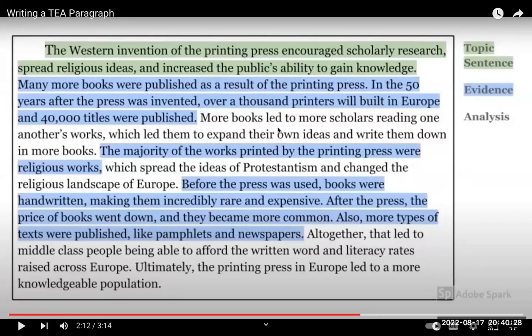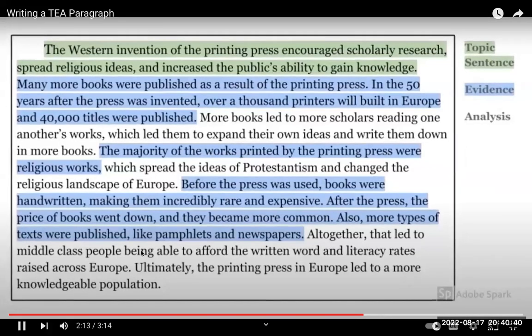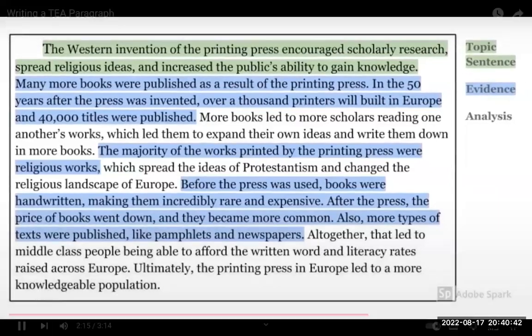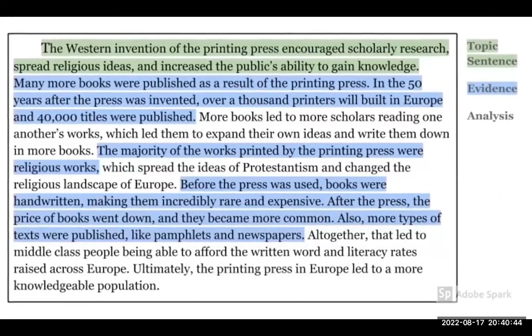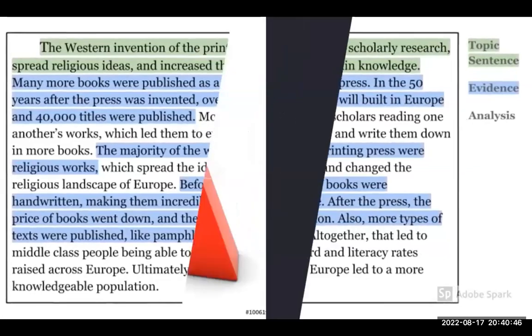And then I'm going to look for what is called analysis. So you present the evidence, then you analyze, you present the evidence, then you analyze, you present the evidence, then you analyze, and then you have the closing sentence for the body paragraph. And sometimes the evidence was only part of a sentence. It is okay for you to have that kind of variety in the evidence you use.